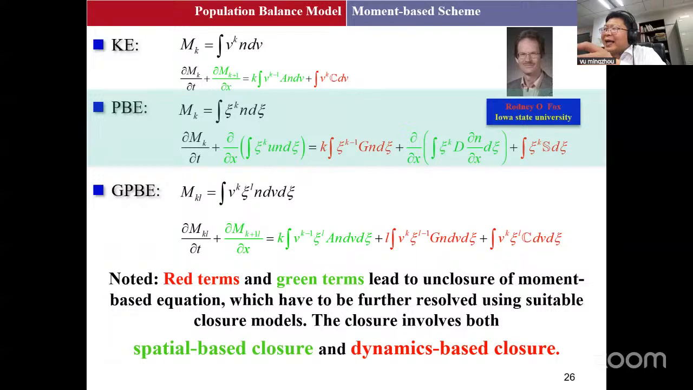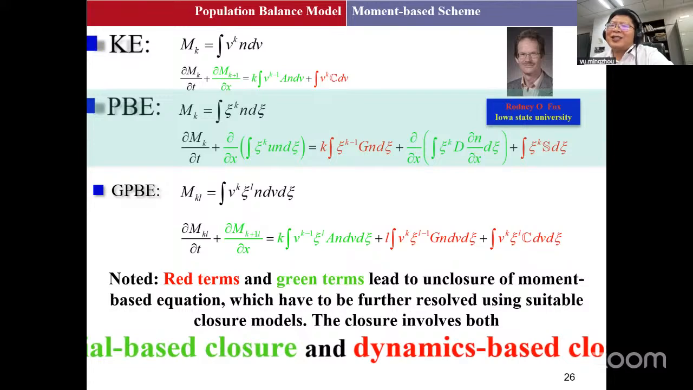Whether it is the kinetic equation or the population balance equation, they cannot be used directly for numeric calculation due to the very, very high degrees of freedom. Therefore, our work is to reduce these degrees. The most effective approach is to convert the number density-based equation into a moment-based equation. Unfortunately, this conversion is not straightforward because it involves both spatial-based closure and dynamics-based closure. This is the challenge for our work.